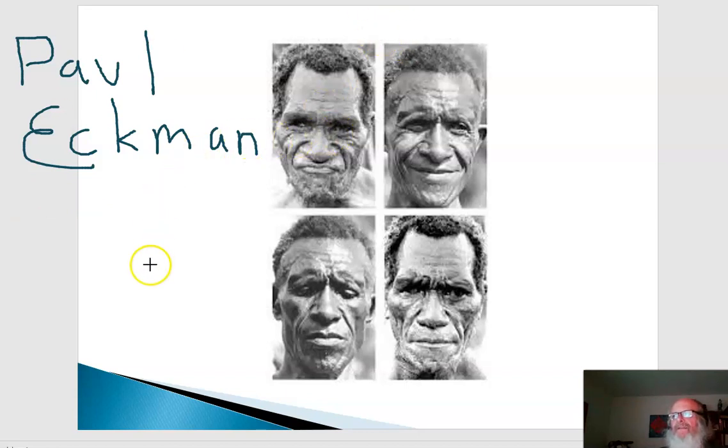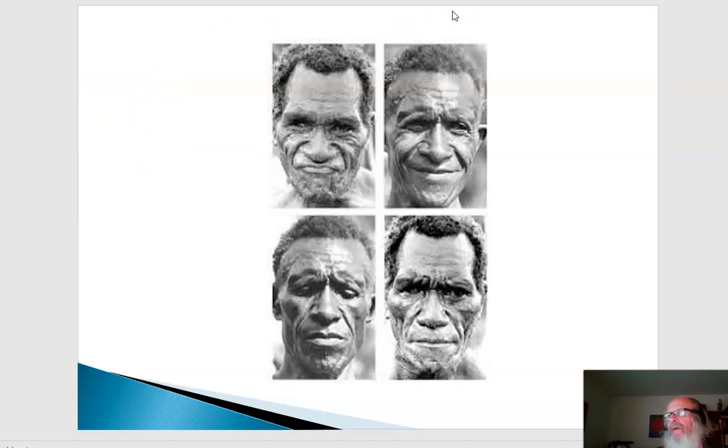A variety of students and colleagues, the research that led us to the conclusion that facial expression is universal. So these pictures aren't of Paul Ekman. These pictures are from Dr. Ekman's original, his first research. The man in these pictures is from Papua New Guinea, and these pictures were taken in the 1960s.